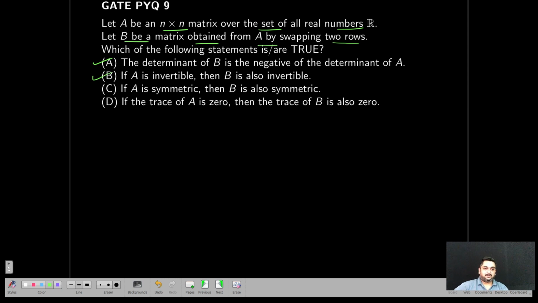If A is symmetric, then B is also symmetric. No, we cannot say this. A is symmetric when I transpose, but when I interchange rows, the elements may change. So we cannot guarantee it always. If the trace of A is 0, then the trace of B is also 0. No, because we are changing the elements. Swapping the rows means some elements are changed. So the trace may not remain the same. Trace is the sum of diagonal elements. So if the diagonal elements change, the trace will also change.